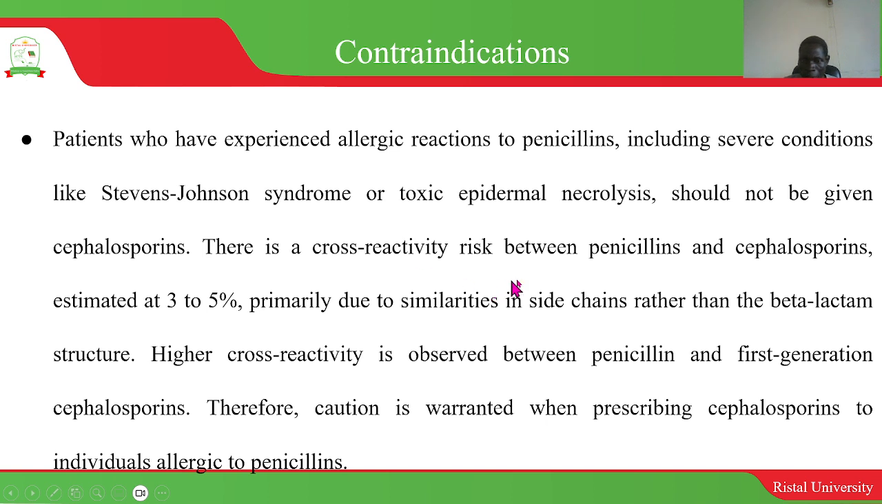There's a cross-reactivity link between penicillins and cephalosporins, estimated at 3 to 5%, primarily due to similarity in side chains rather than the beta-lactam structure. Higher cross-reactivity is observed between penicillin and first-generation cephalosporins. Therefore, caution is warranted when prescribing cephalosporins to individuals who are known to be allergic to penicillins.